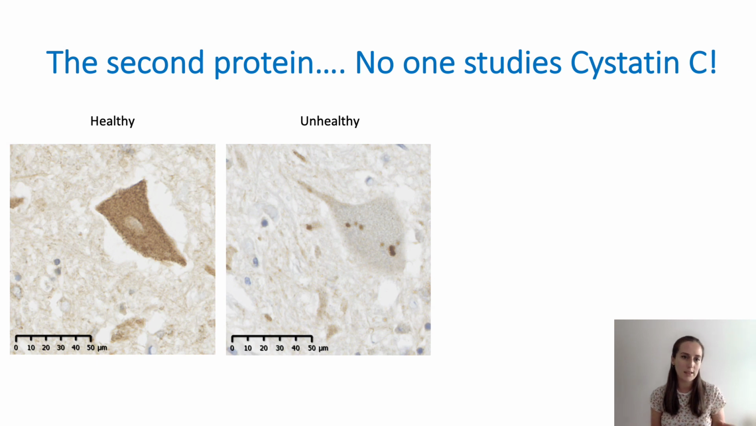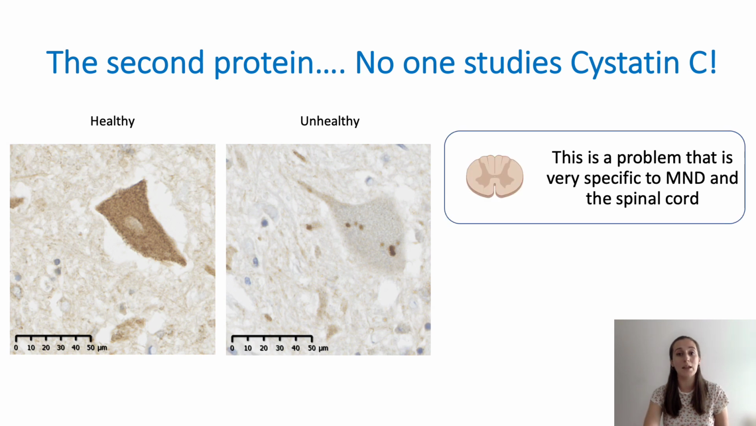On the left, you can see a healthy cell. Cystatin C, again, is shown in brown, and you can see that it's freely distributed throughout the whole cell body. And then in an unhealthy cell on the right, you can see that the levels of Cystatin C are dramatically reduced, and the protein that is there is clumping together in those brown circles that you can see. So in motor neuron disease, these nerve cells have reduced and clumpy Cystatin C.